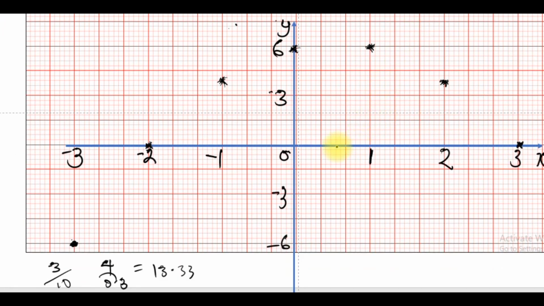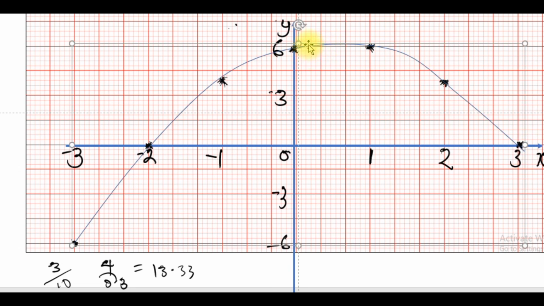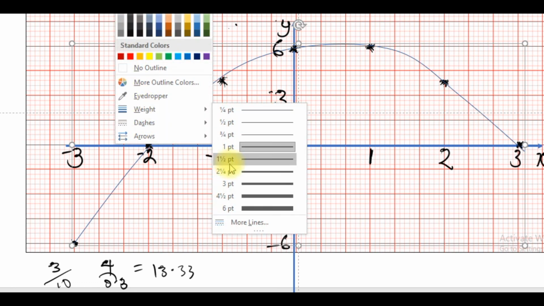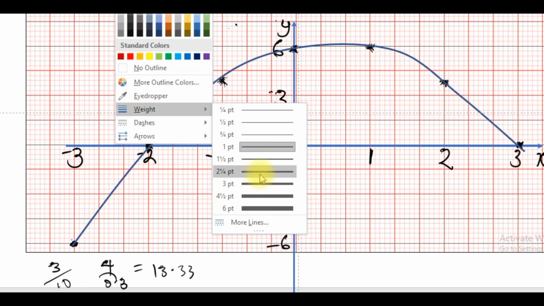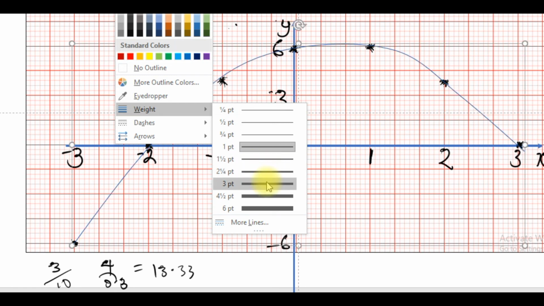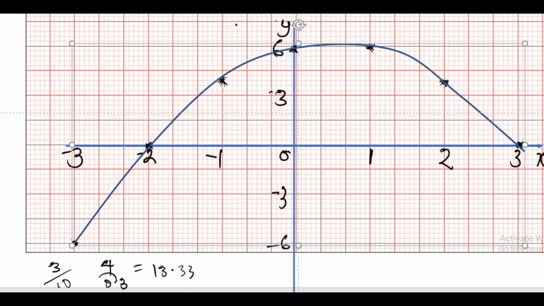So let's now join our points. That's it. We are joining the points. So that's our point. Let's make it bolder. So that's our point. We've joined the curve.